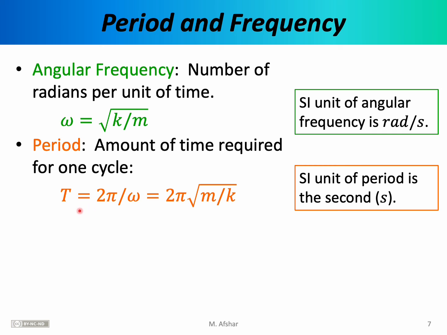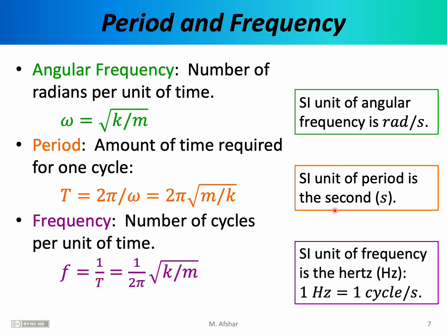Note that lowercase t is used for time, uppercase T is used for period, and we can calculate the period using this formula. The period is 2 pi over the angular frequency. Recognizing that the angular frequency itself is the square root of k over m, we can calculate the period as 2 pi times the square root of m over k. The period is the amount of time, so the SI unit of period is the second.